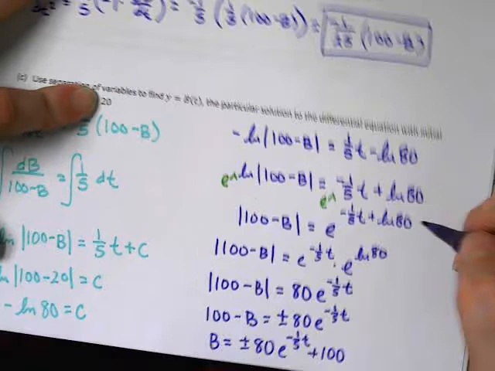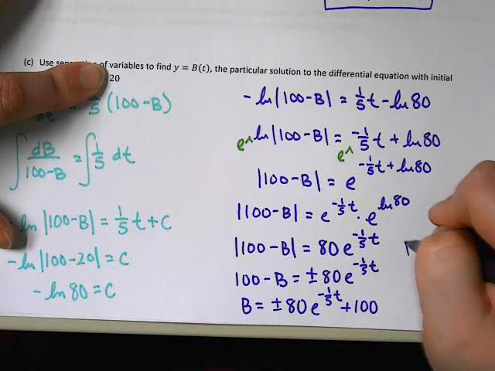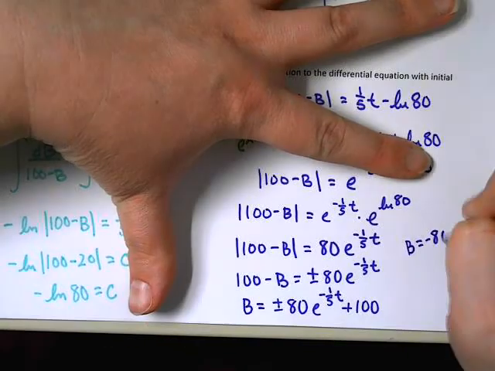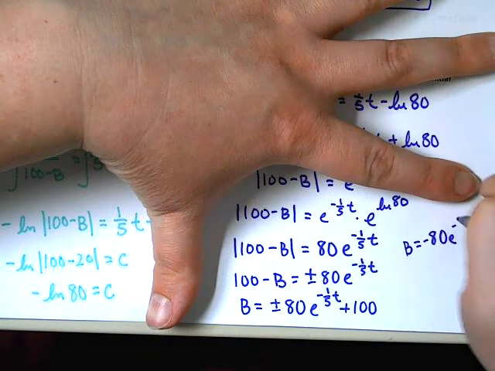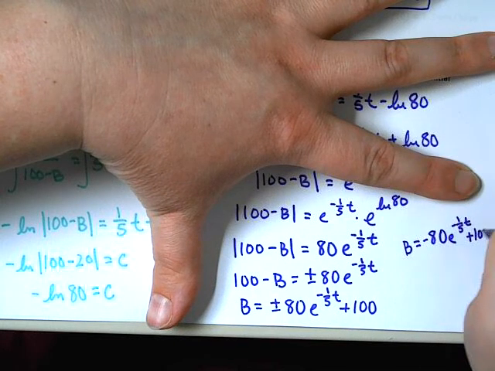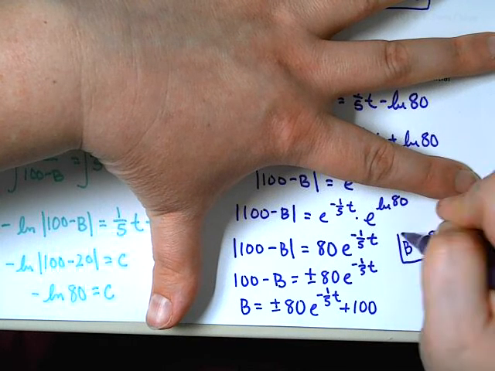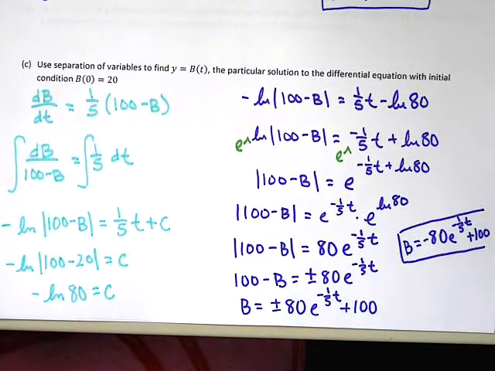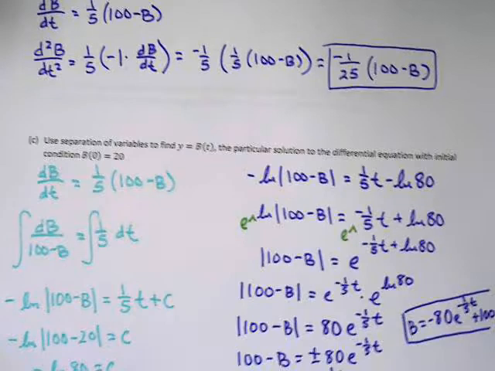So our final answer, sorry I kind of ran out of room, but our final answer is going to be b equals negative 80 e to the negative 1/5 t plus 100. That is going to be our final answer. I know I kind of ran out of room and had to squeeze it over there, but hopefully that makes sense, especially because we did some of those in class together.